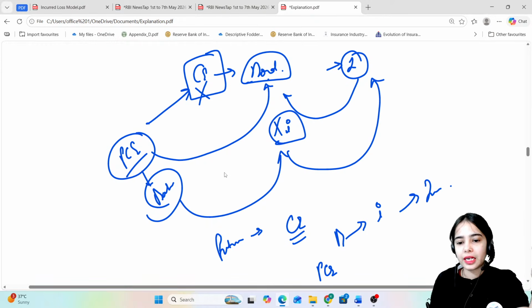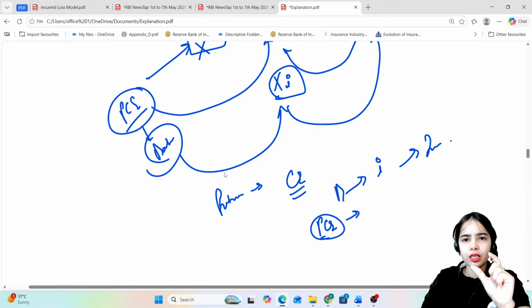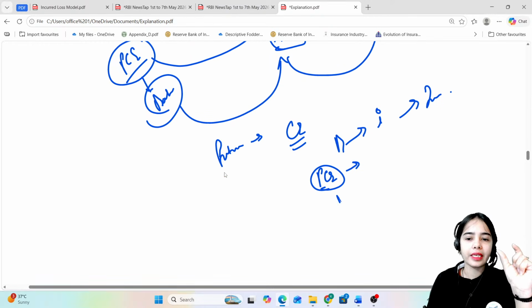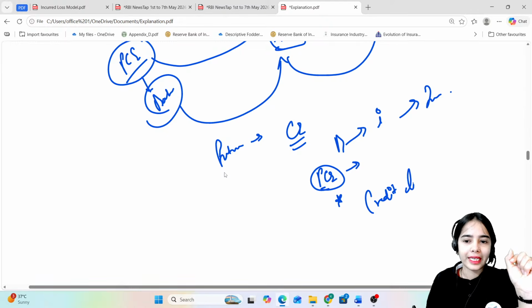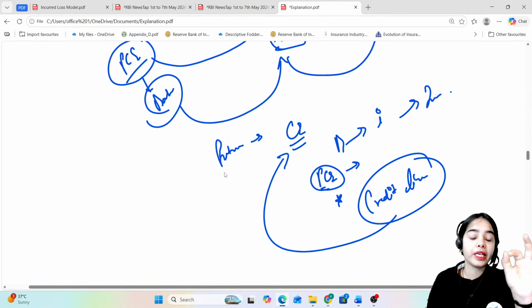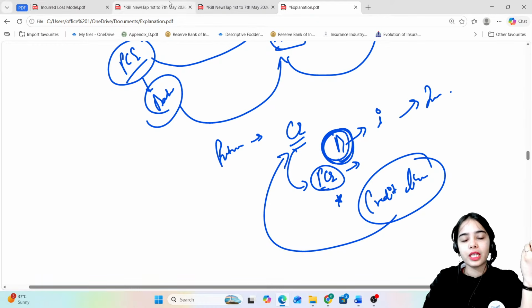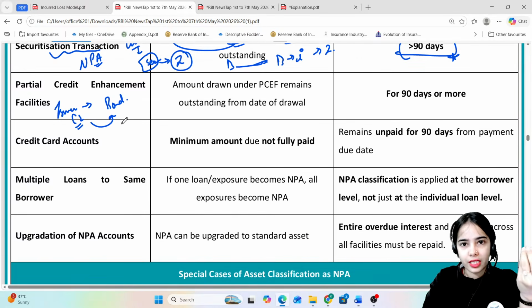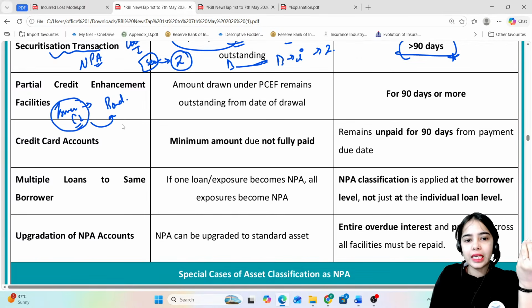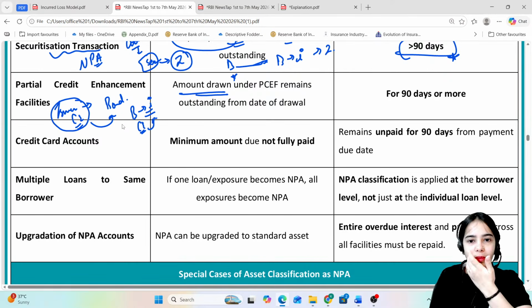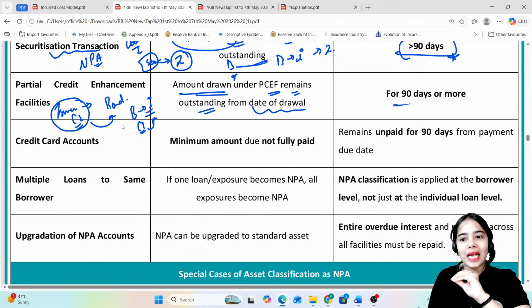So this is the partial credit enhancement, that for a certain amount there is a credit line that is provided to the corporate entity. The corporate entity will have to return the money to the bank within a short duration of time. If the bank has used this partial credit enhancement, that is, on behalf of the corporate entity the bank has paid the interest, the amount has been drawn by the corporate entity under the partial credit enhancement facility, and it remains outstanding from the date of drawal for 90 days or more, then this partial credit enhancement will be considered NPA.